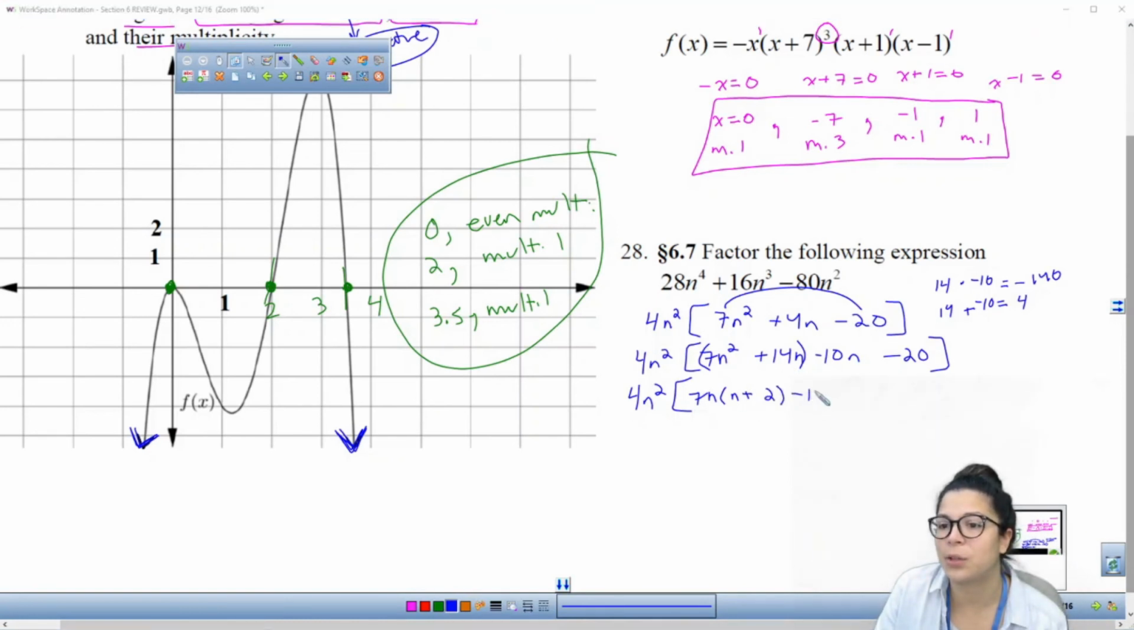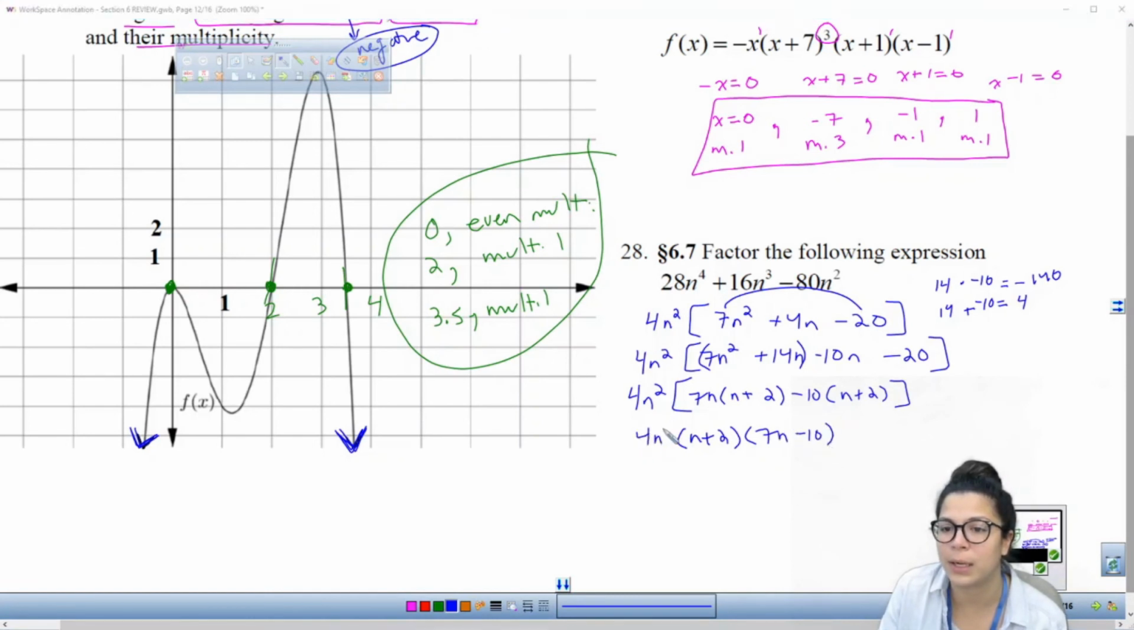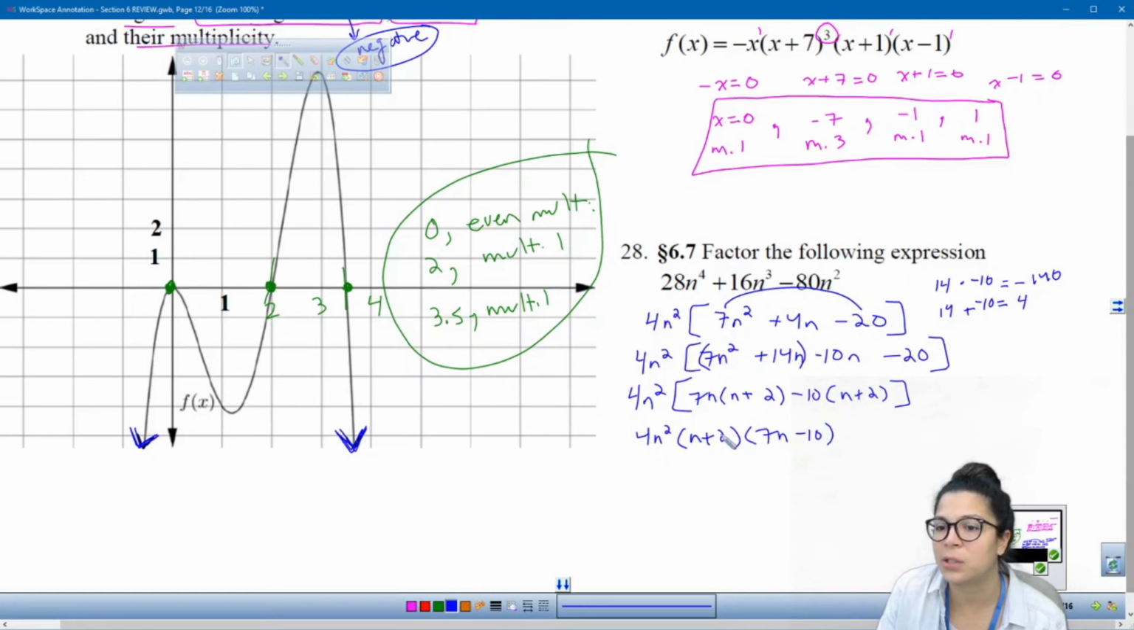Grouping the last two, we can factor out negative 10. That gives us n plus 2. And now that we have n plus 2 on both, we can factor out the n plus 2, which gives us 7n minus 10. Okay, don't forget to bring down the 4n squared. Everything is factored. No perfect squares or perfect cubes in here. So we are all done.